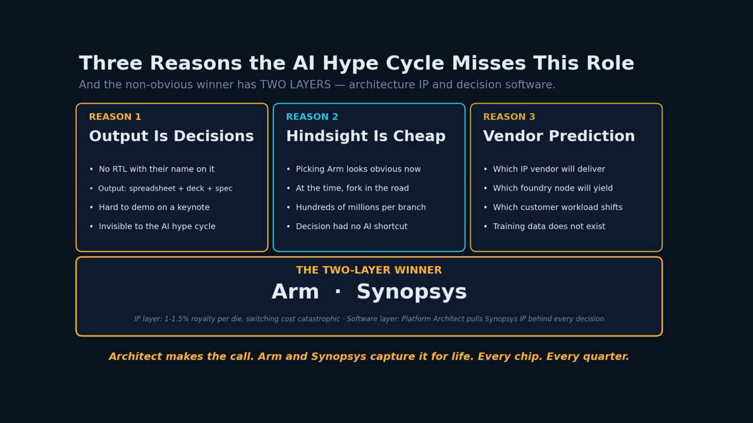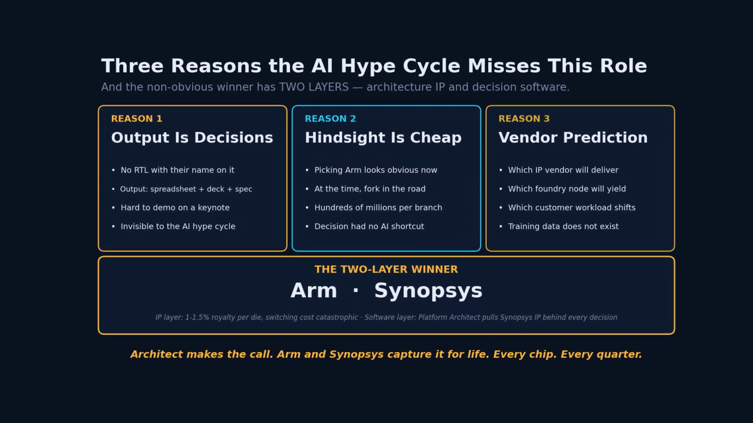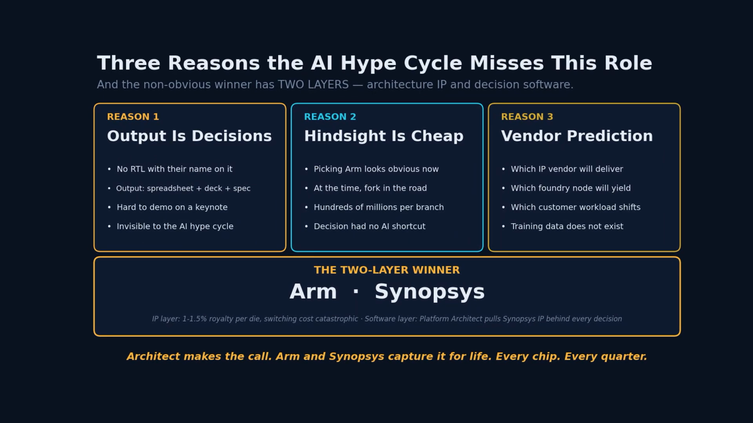Reason 3. AI cannot make these decisions because they require predicting which IP vendor will deliver on schedule, which foundry node will yield well in the year you tape out, which customer's workload will shift between architecture freeze and product launch. That training data does not exist in any model.